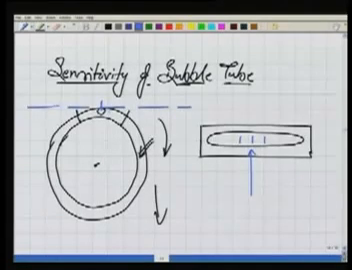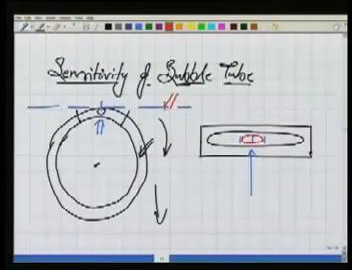Now when we say the bubble is in center, what is the meaning of that? When the bubble is in center, it will appear like this. So we try to tilt our bubble so that it comes to the center. Once the bubble is in center, this line, the axis of the bubble tube, will be horizontal. That's the basic thing.